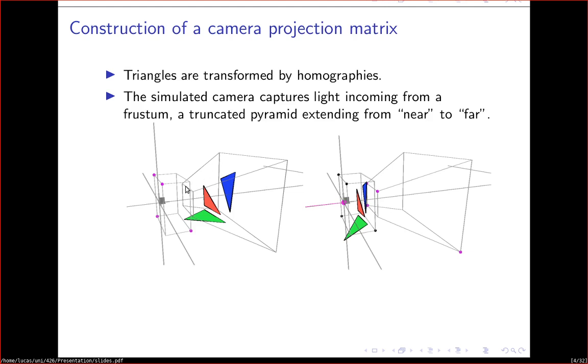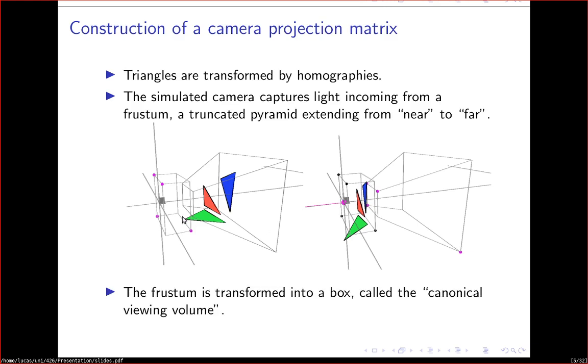You want to find a homography that can send this frustum volume into what is called the canonical view volume. The reason you want to do this is because lines through the origin here correspond to light incoming to the camera, and you want to send lines through the origin to lines that are parallel to the z-axis, meaning that this is a more convenient coordinate system to do computations in.